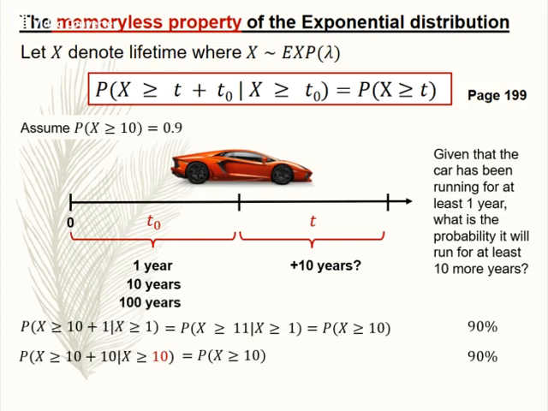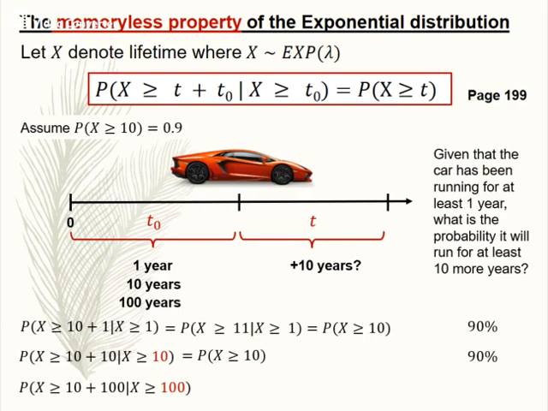So let's say this car, it's a ninja car after 100 years. Okay, it's like a fossil, but it's still running. After 100 years, it's still running. And what is the probability that it will last another 10 years? So that means it's going to get to 110 years. Let's do the same calculation.